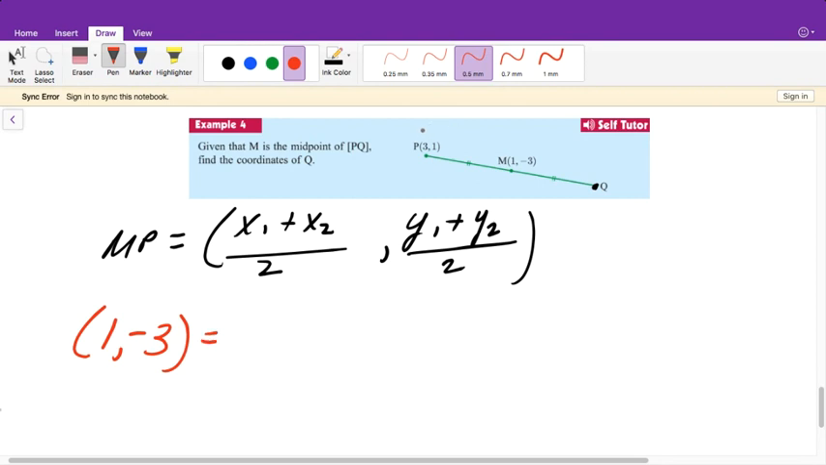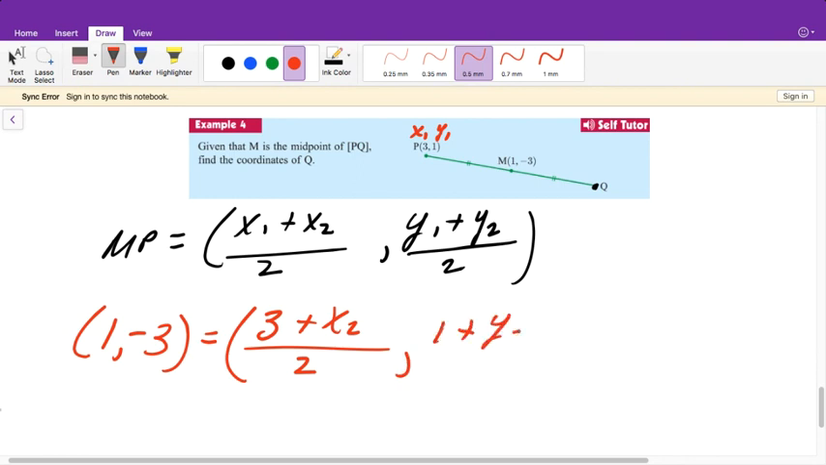And since I know one of my endpoints, I'm just going to label this x1, y1. You could label it x2, y2 if you wanted to. I'm just labeling it x1, y1. So then that means I'm going to plug what I know into my formula for right now. It'll be 3 plus the x2 I don't know over 2, and it'll be 1 plus the y2 that I don't know for now over 2.